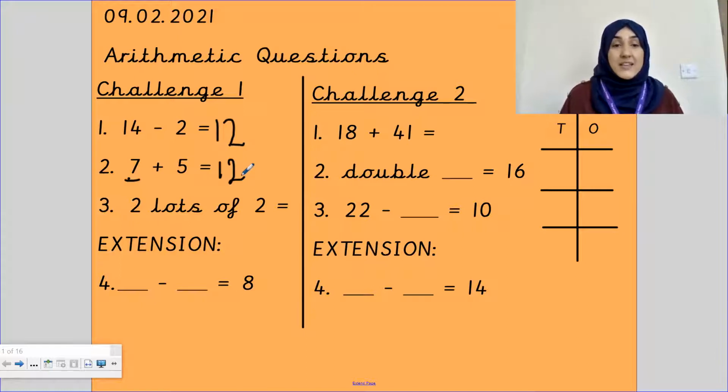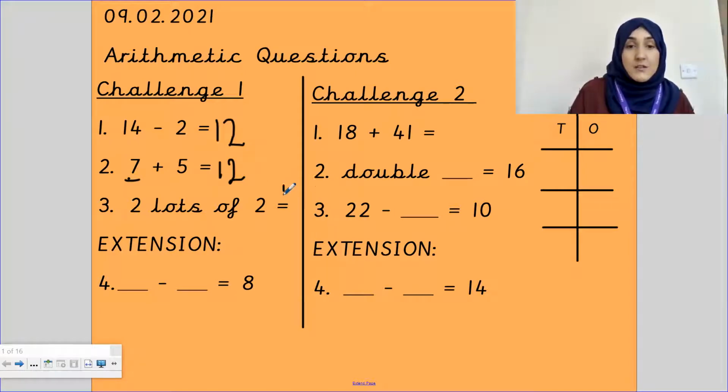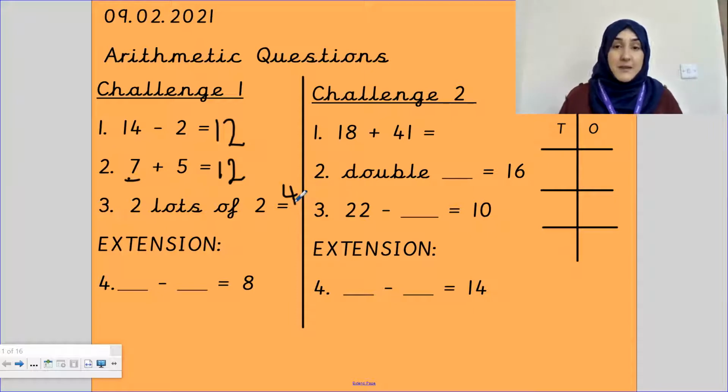Next, the question is 2 lots of 2. So remember, when it says lots of, that means there are groups. So there are 2 lots of 2. So if I've got this is 1 lot of 2, and here's another lot of 2. How many do I have altogether? 4. Fantastic. 2 lots of 2 equals 4. I'll put it up here because there's not enough space.